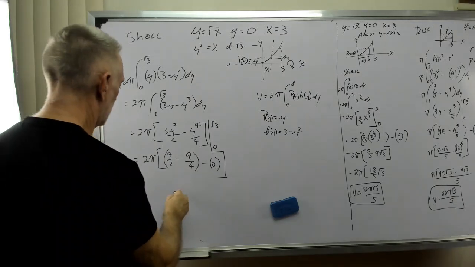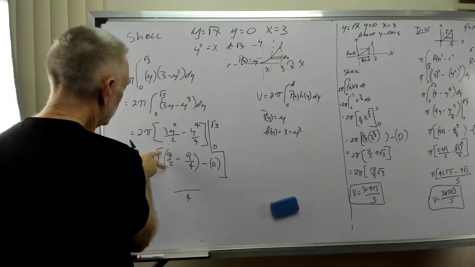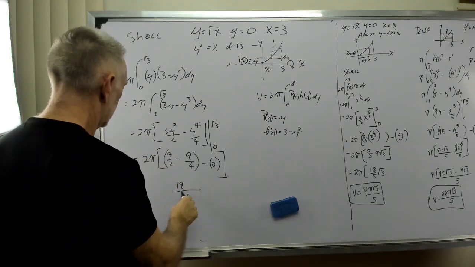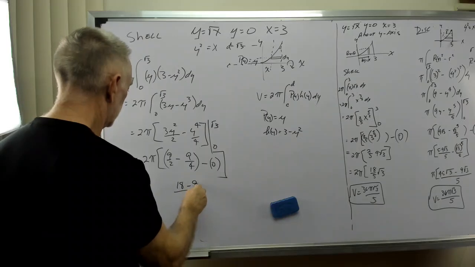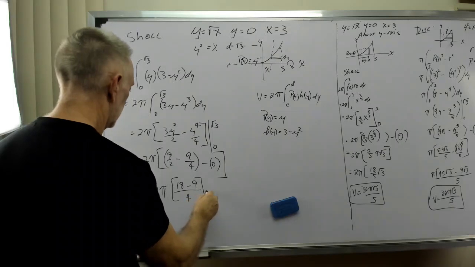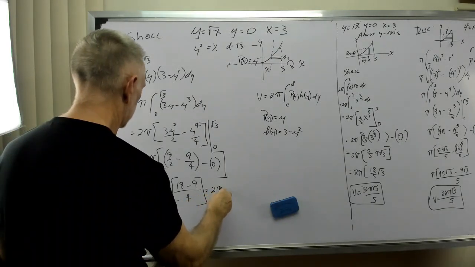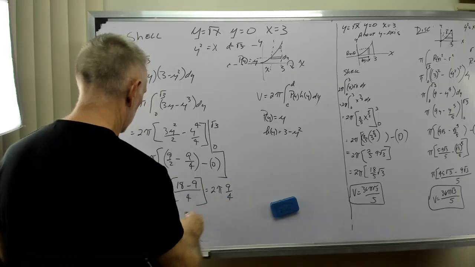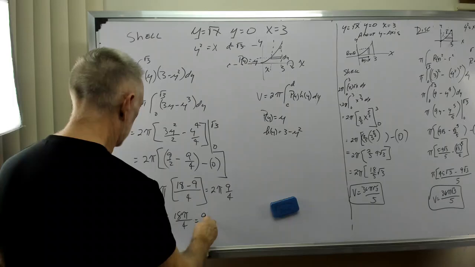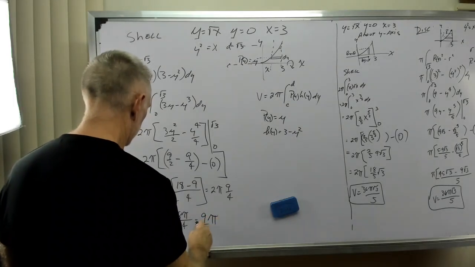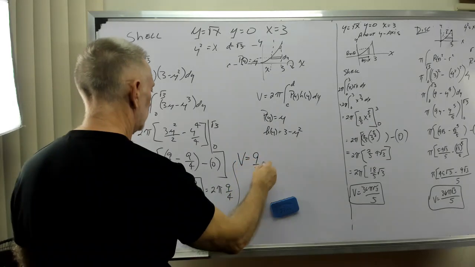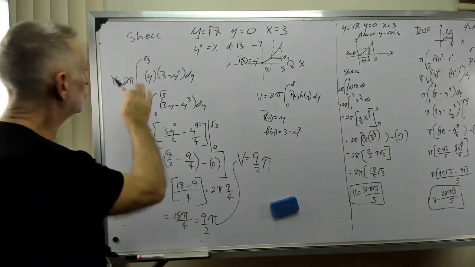Okay, so let's get a common denominator here of 4. If I multiply this by 2 over 2, that gives me 18 over 4 minus 9 over 4, and all of that is multiplied times 2 pi. So that's 2 pi times 9 over 4, and that's 18 pi over 4, or 9 over 2 pi. So that's my volume. My volume equals 9 over 2 pi using the shell method.